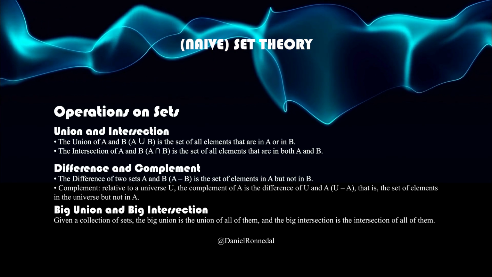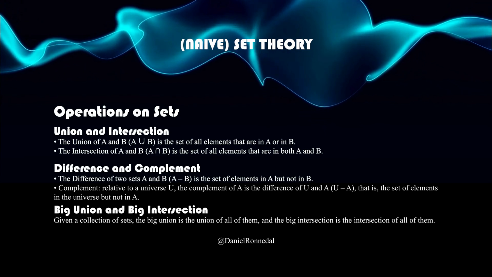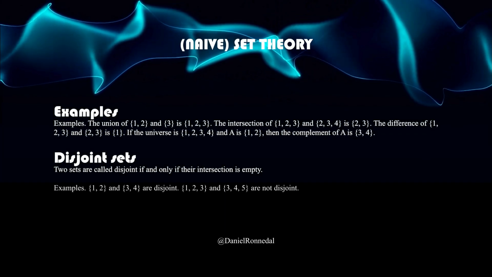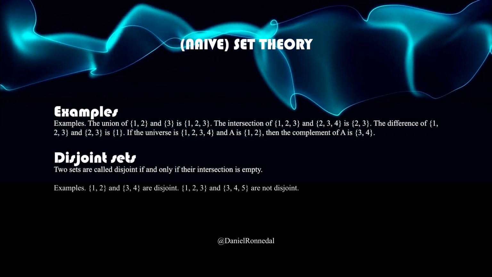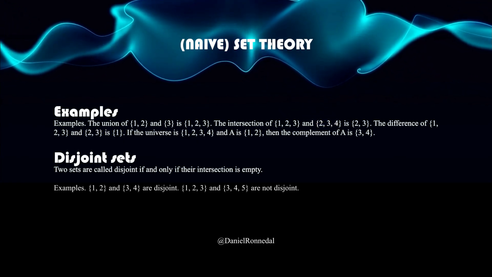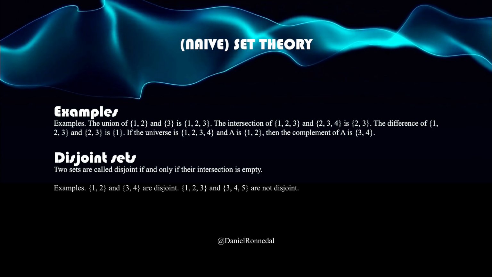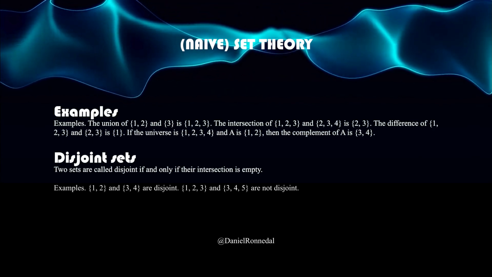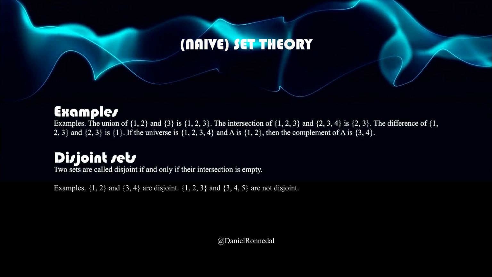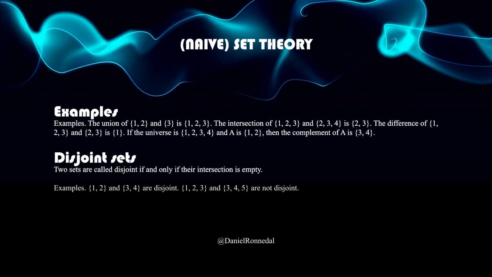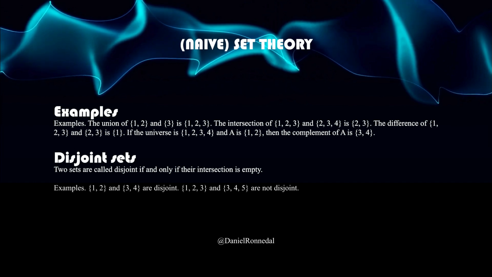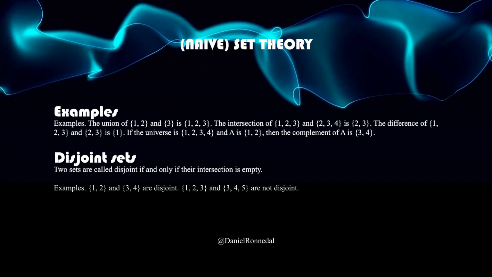Given a collection of sets, the big union is the union of all of them, and the big intersection is the intersection of all of them. Examples: the union of the set whose only members are 1 and 2, and the set whose only member is 3, is the set whose only elements are 1, 2, and 3. The intersection of the set whose only members are 1, 2, and 3, and the set whose only members are 2, 3, and 4, is the set whose only elements are 2 and 3. The difference of the set whose only elements are 1, 2, and 3 and the set whose only members are 2 and 3 is the set whose only element is 1.